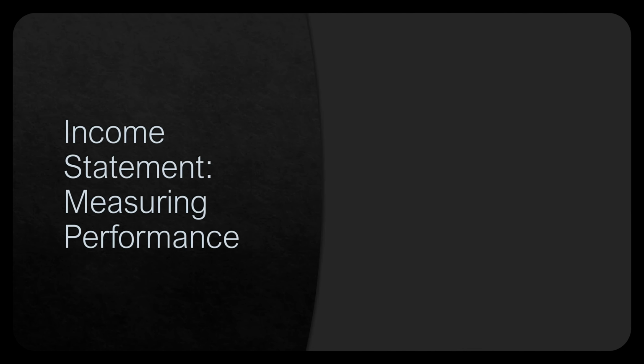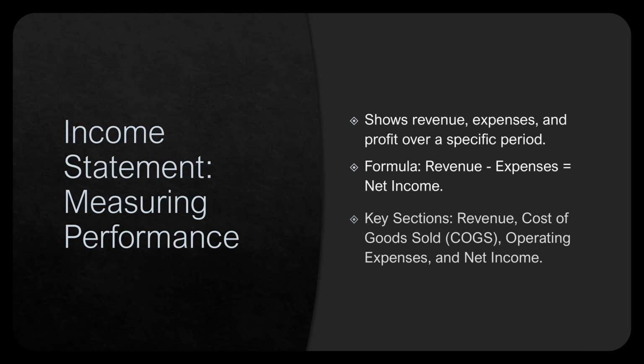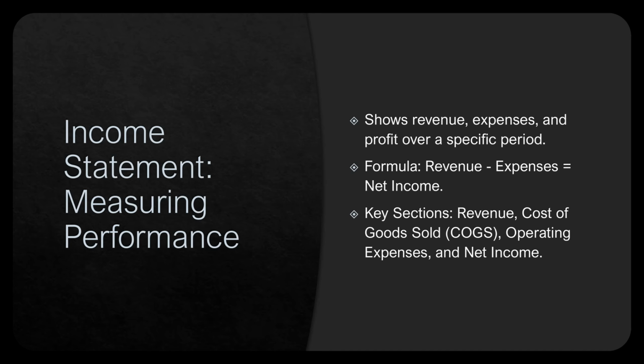So, going to our first financial statement, the income statement, measuring performance. The income statement is also known as the profit and loss statement. It measures revenue, expenses, and profit over a specific period. The formula here is revenue minus expenses equals net income. And key sections include revenue, cost of goods sold, also known as COGS, operating expenses, and net income.